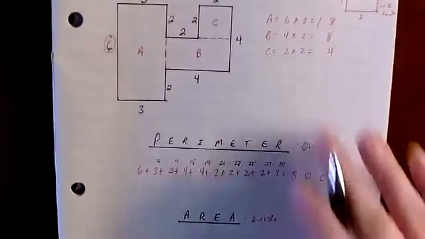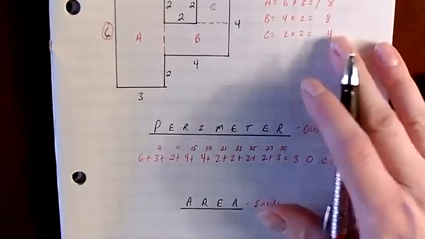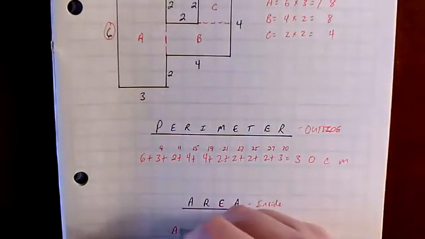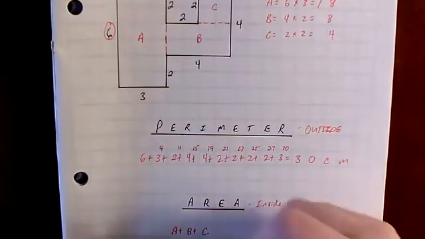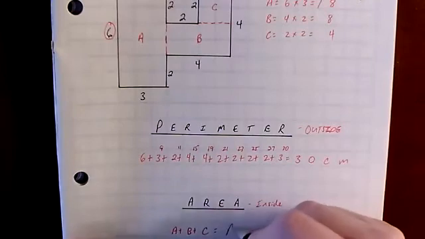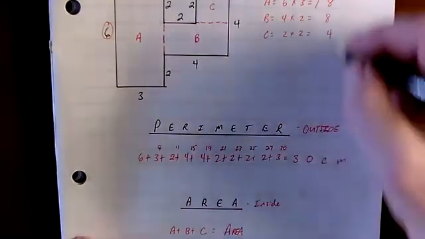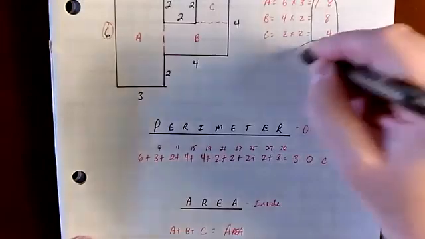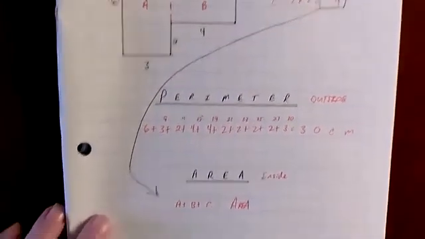So I have these measurements now. What I want to do is find the area. So my area is going to be A plus B plus C, and that is going to equal the area. So I'm just going to switch pens. I'm going to grab my black pen, and I'm going to take these numbers right here and bring them down here. So I'm going to plug them in.